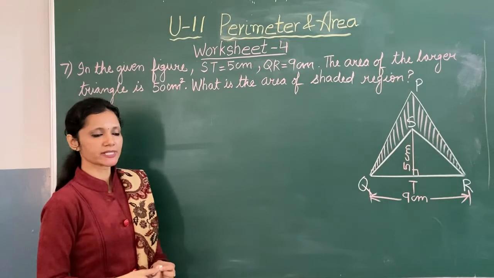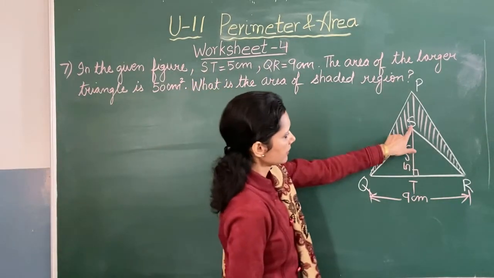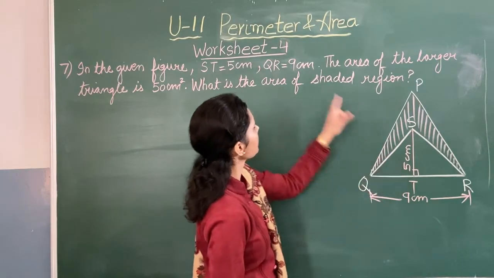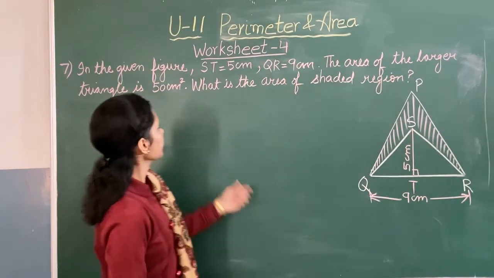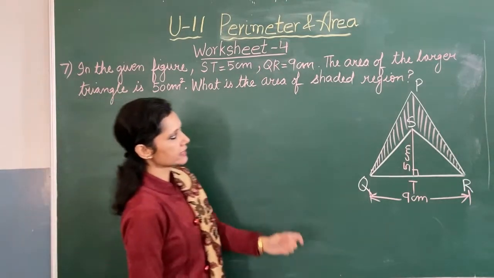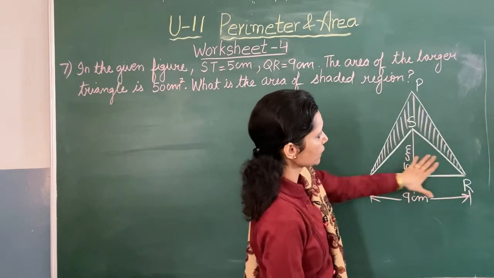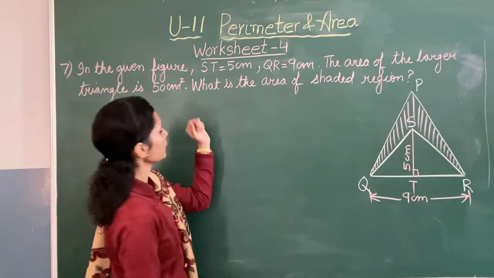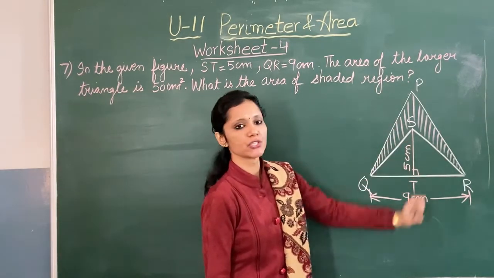Next is question number 7. In the given figure, ST is 5 centimeters and QR, the base, is 9 centimeters. The area of the larger triangle PQR, this whole bigger triangle, is 50 square centimeters. So what is the area of this shaded region?